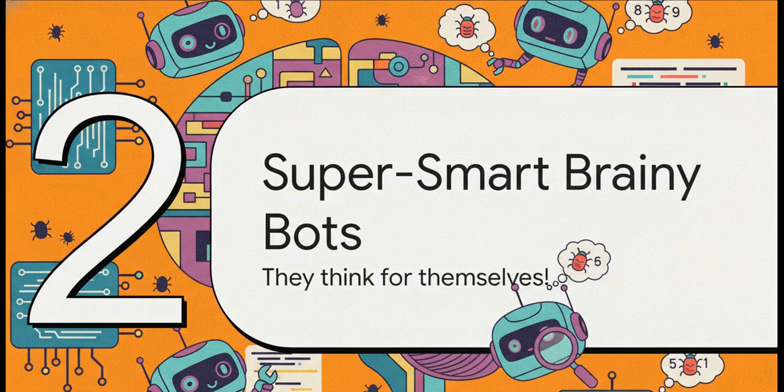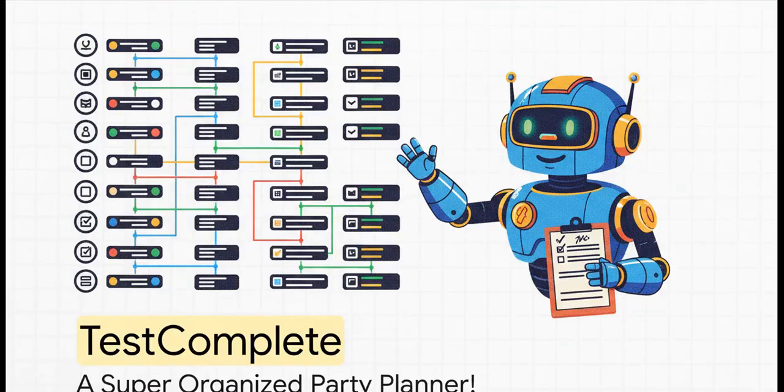Okay, you ready for the next team? Get ready for squad number 2, the super smart brainy bots. These robots are extra special because they can actually think and learn all by themselves. Let's give a big friendly wave and say hello to TestComplete. This robot is super organized.